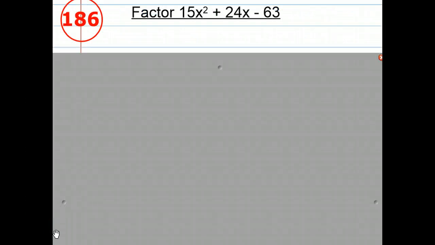So let's say we want to factor this expression. As you can see here, A is 15, B is 24, and C is negative 63. As we deal with larger numbers, we deal with more complexity. But what you should notice is all of these numbers have a common factor, and that factor is 3.